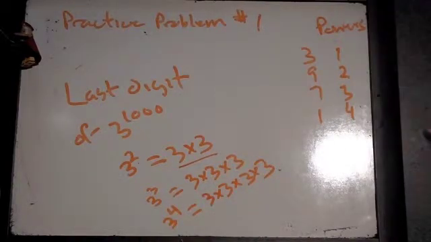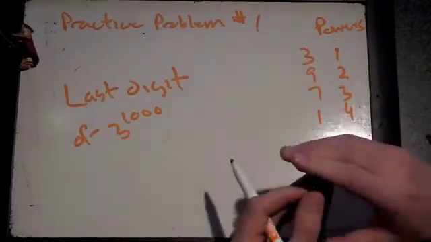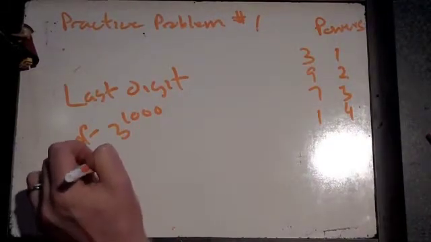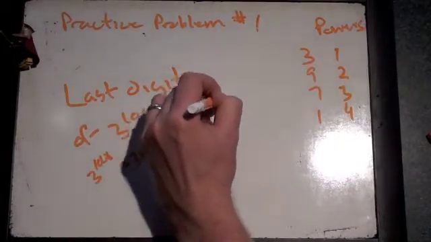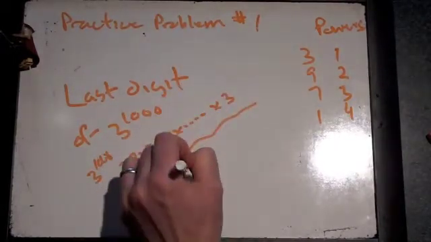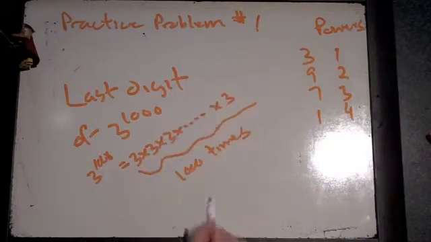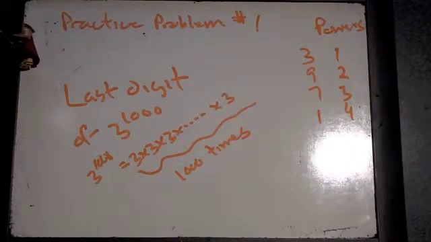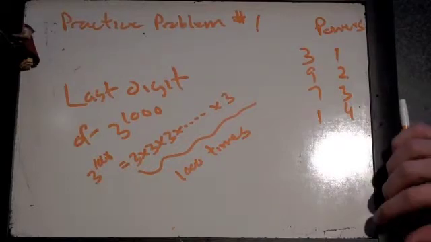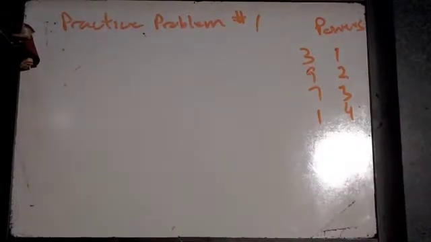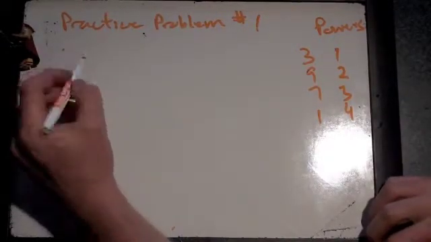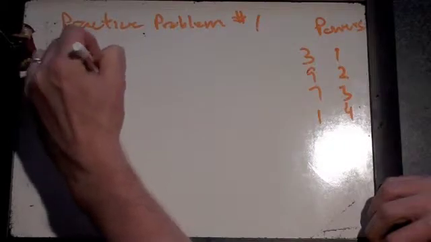What does 3 to the 1,000 mean? It means 3 times 3 times 3 all the way up to 1,000, dot, dot, dot. This is 1,000 3s all multiplied together. How do you do that? Well, we're only looking for the last digit. And we already have learned the last digit of 3 to the 1 is 3.